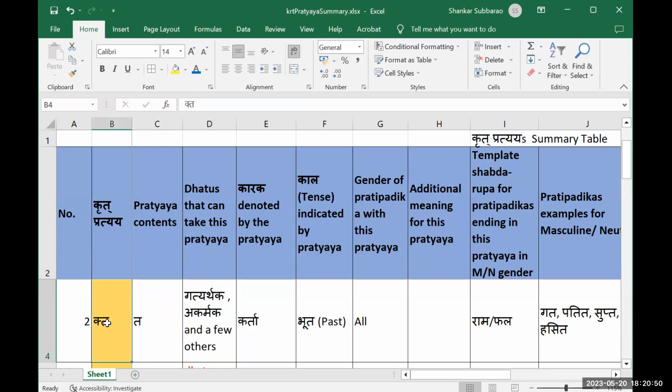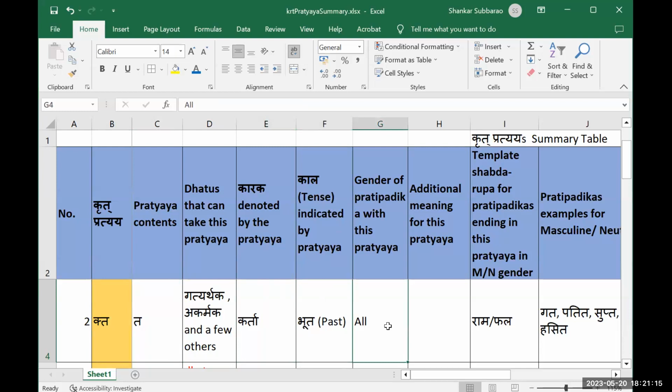Kta pratyaya. Form will be the same like we saw just now. But in what karaka sense? Karta. It is no longer karma. It will denote the karta. All right. Tense is still past. All right. And which gender? All genders.